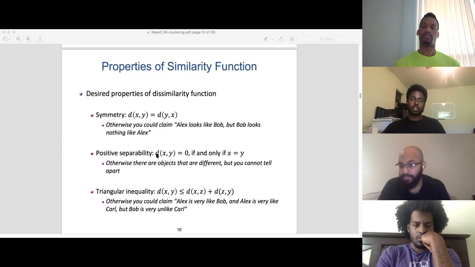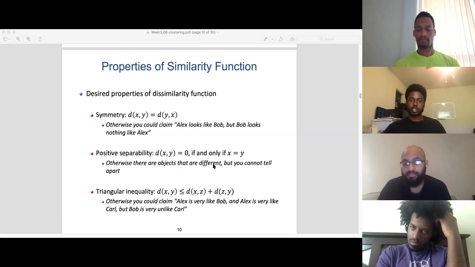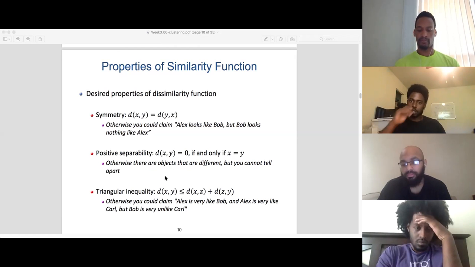There's also this idea of positive separability. That means that the dissimilarity of something, d of xy, should only be 0 if x and y are the same. Otherwise, there are objects that are different, but you cannot tell apart. I think that makes sense.